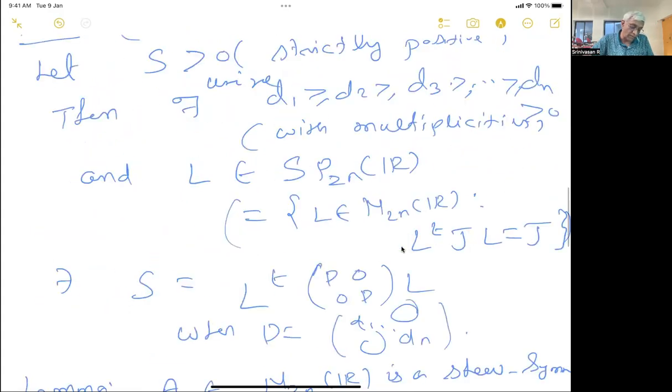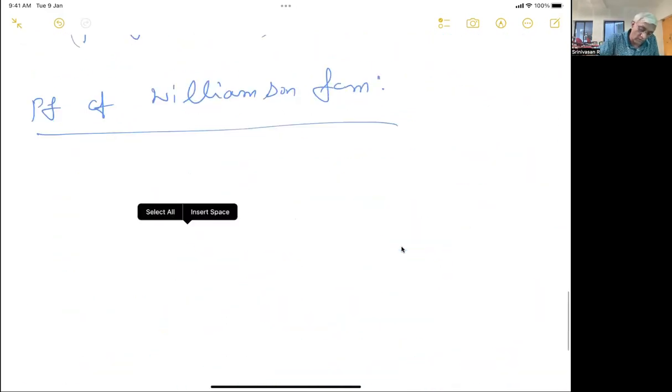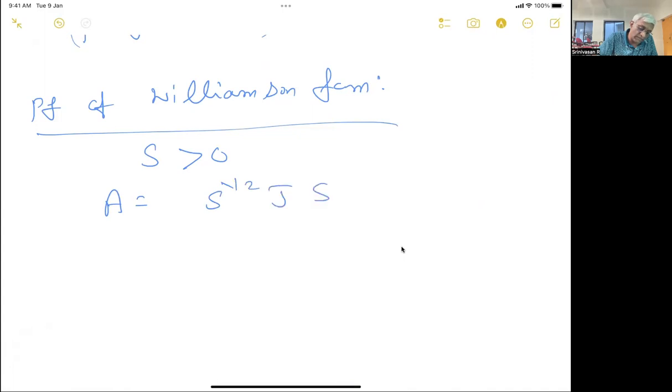So what we have to prove, we have a positive operator, yes, strictly positive operator, yes. We have to find a symplectic operator L and the diagonals D. Of course, the D is given by this. So let us first, so given A, S is in, I should have taken A, but it's okay. S is greater than or strictly greater than 0. Okay. Then let A is equal to S power half J S power half.